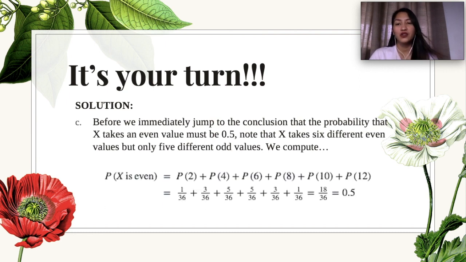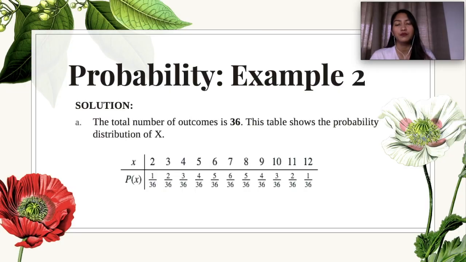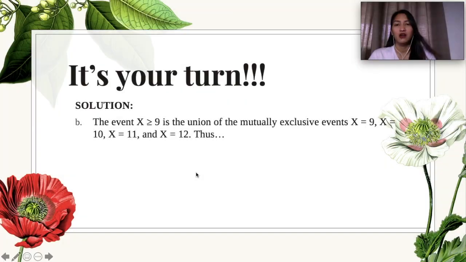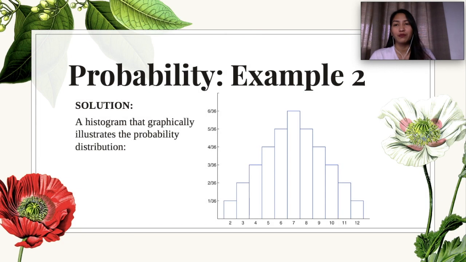Okay, so here's the probability. So ipag-add mo lang yung P2, P4, P6, P8, P10, tsaka P12 kasi gusto mong kuhanin yung total probability if x is even. So, ipag-add mo lang siya, you will get 18 over 36 or 0.5. Now, if x is odd, then i-add mo lang yung odd numbers. Okay, so kunin mo siya dito sa table mo. Lahat ng odd numbers, tapos i-add mo yung kanyang probability. So, that's how you do it.